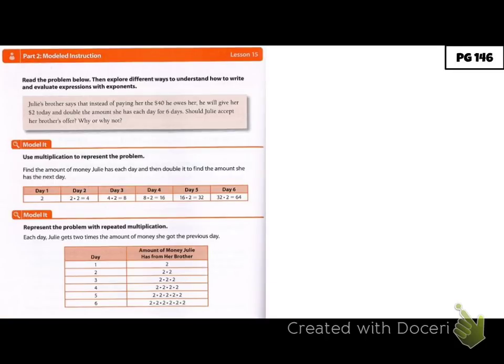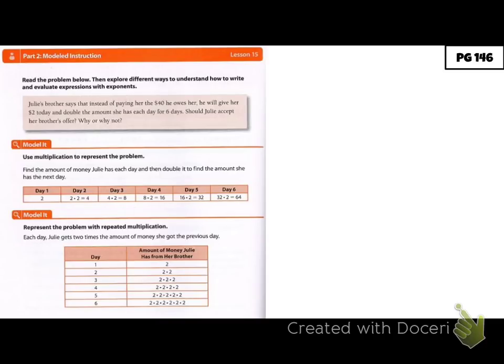So the next page says, Julie's brother says that instead of paying her the $40 he owes her, he will give her $2 today and double the amount she has each day for 6 days. Should Julie accept her brother's offer? Why or why not? So we can model it using a table, where you find the amount Julie has each day and then double it to find the amount she has the next day.